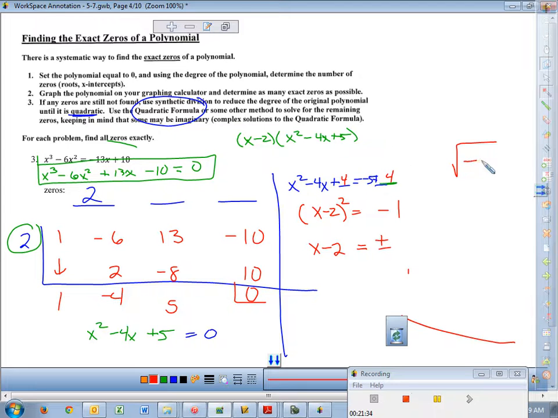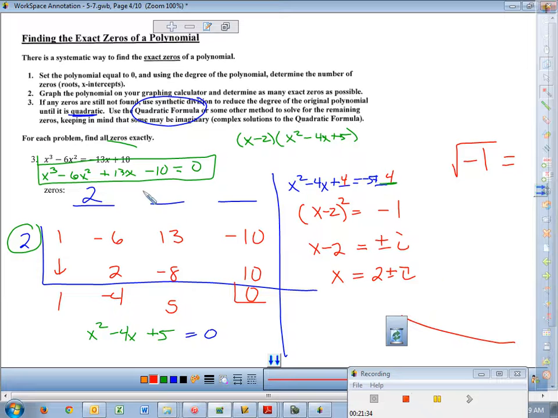Square root of negative 1 equals, if you think of it like that, square root of negative 1, that's the definition of what number? I. Square root of negative 1 is i. Since we got two answers, there's plus or minus i. To get x all by itself, what does x equal then? What do you got to do? 2 plus or minus i. Cool? Here's your two answers.